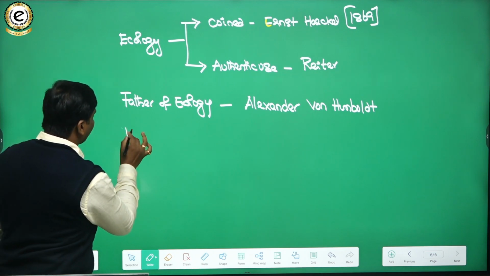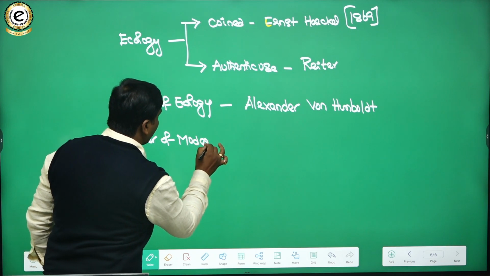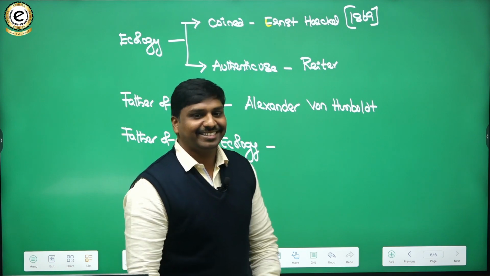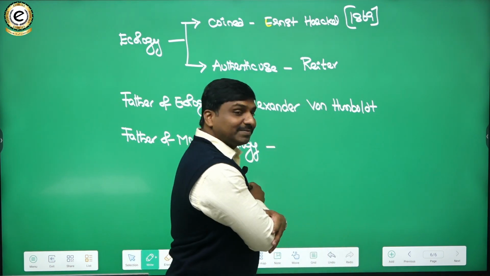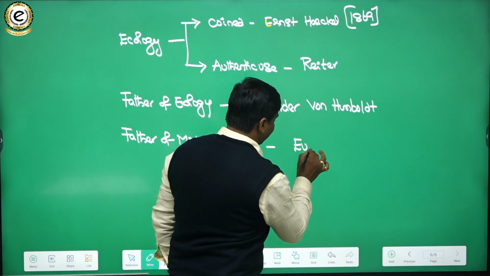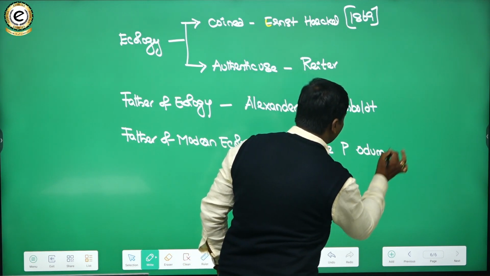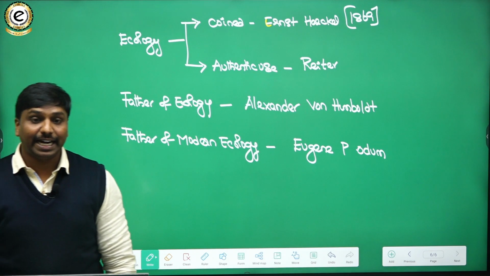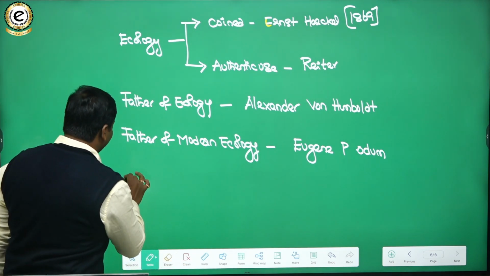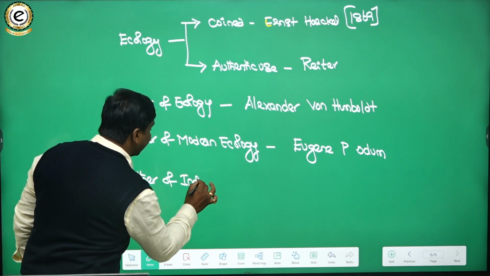Now, who is regarded as the father of modern ecology? Yes, good. It is Eugene P. Odum. He is regarded as the father of modern ecology. And another student is saying Ramdev Mishra. Ramdev Mishra is regarded as the father of, yes, very good, the father of Indian ecology.